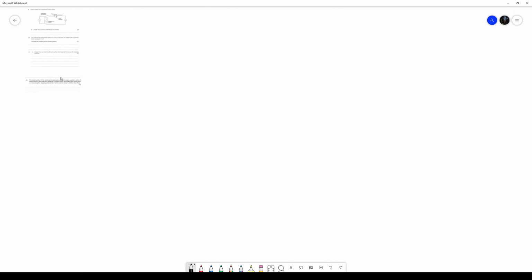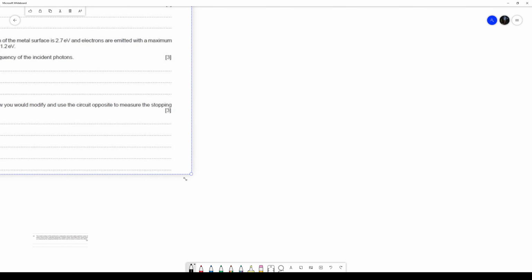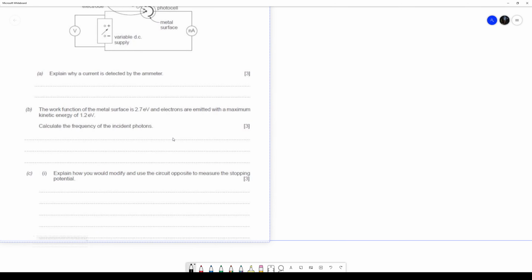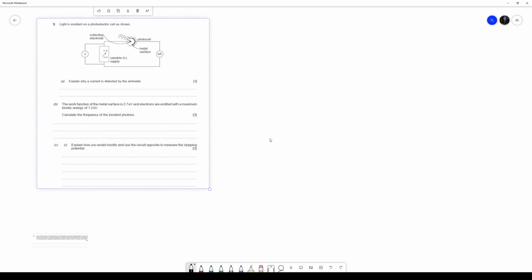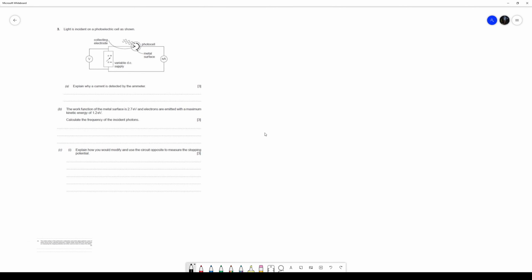This was specifically the question that I was asked about. I haven't actually looked at this yet. I'm hoping that what I've just explained explains how to do this question. So explain why current is detected by an ammeter. These photons are causing electrons to be ejected across this gap and therefore flow around the circuit. It's going to be a pretty tiny current. The work function is given. The electrons are emitted with a maximum kinetic energy of 1.2 electron volts.